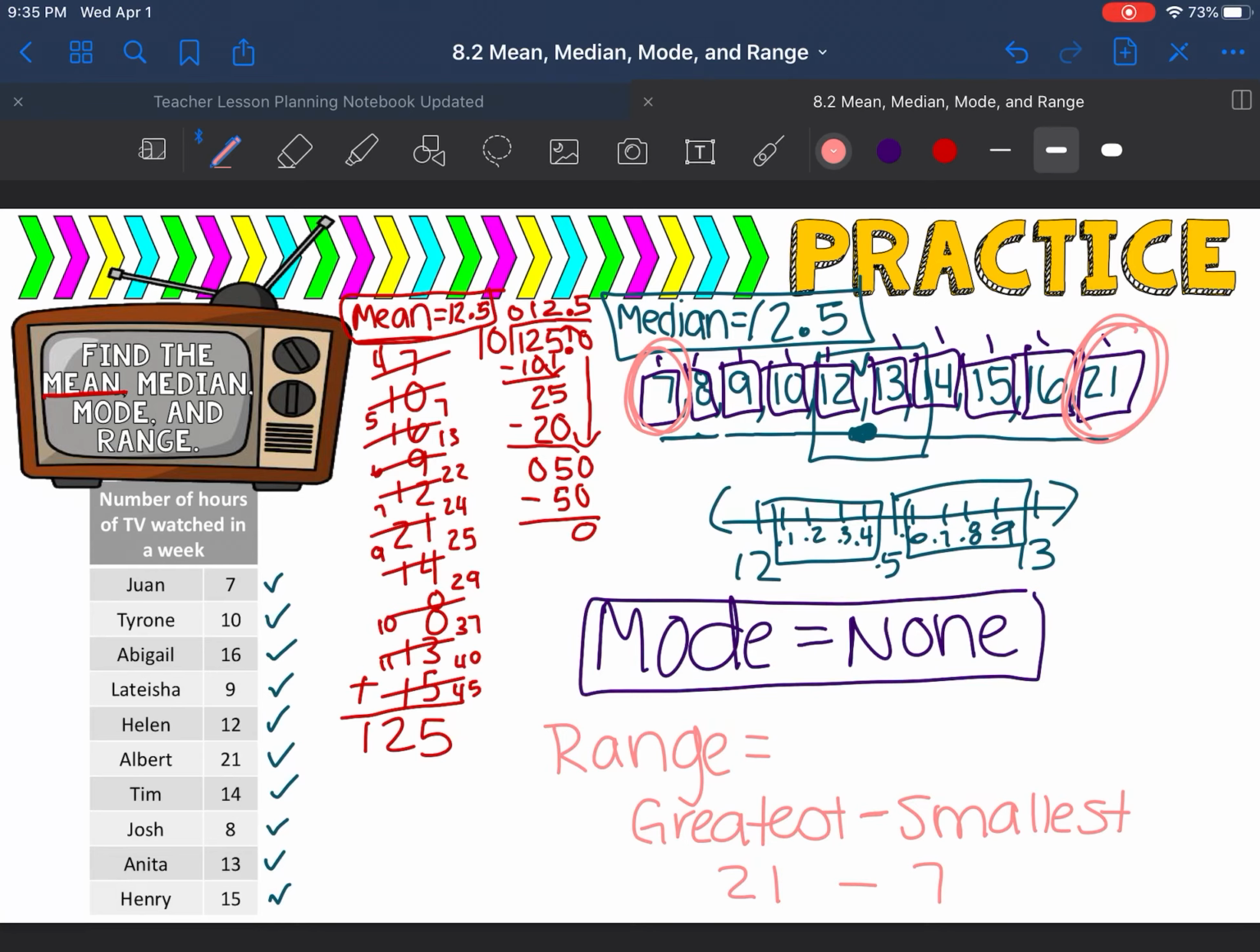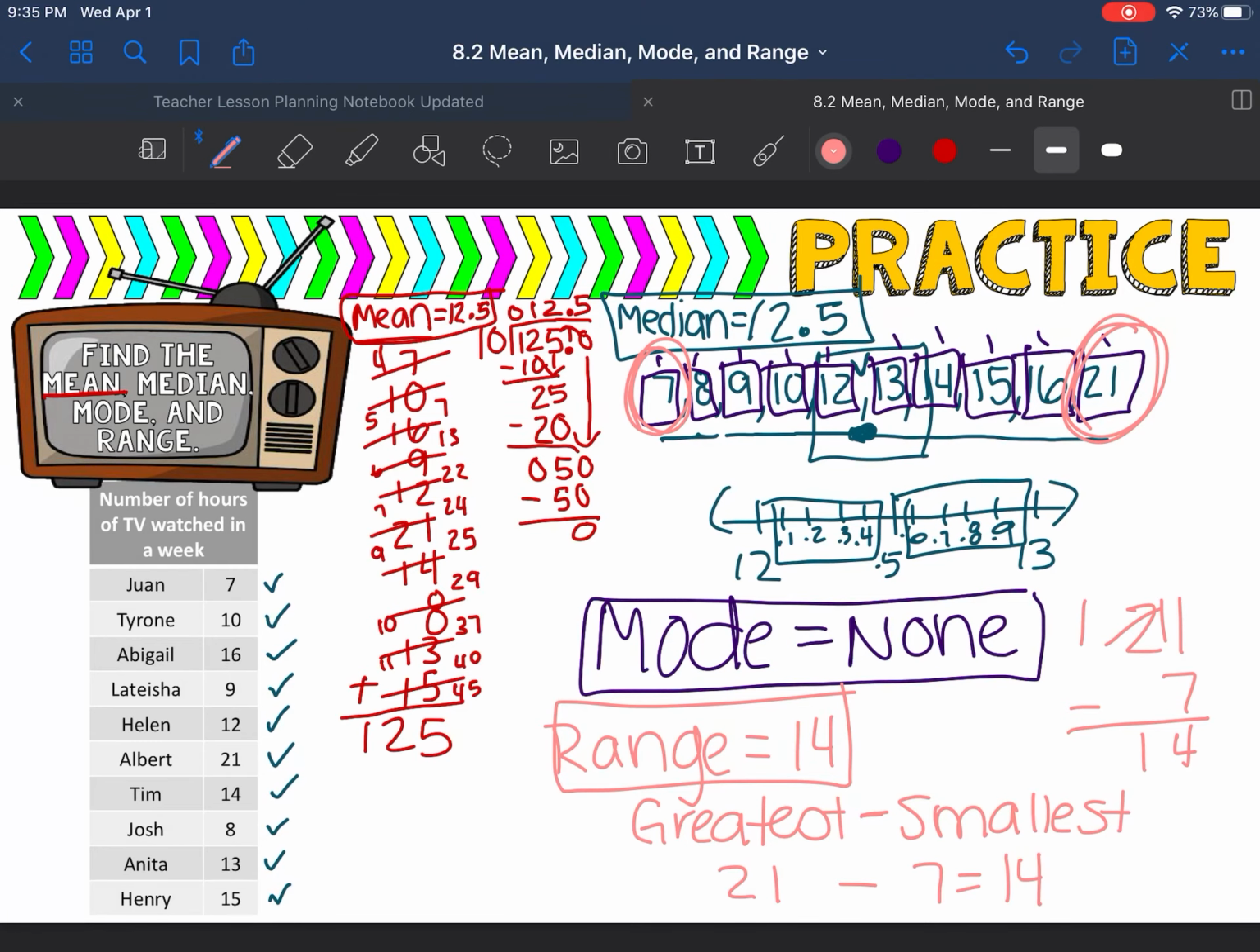So that means all I need to do to find my range is to do 21 minus 7. Now I can't do 1 minus 7, so I need to borrow from that 2 and make it a 1, which will turn that 1 into an 11. 11 minus 7 is 4. 1 minus nothing is 1. So that means that my range is equal to 14. And there you have it. You have solved mean, median, mode, and range.